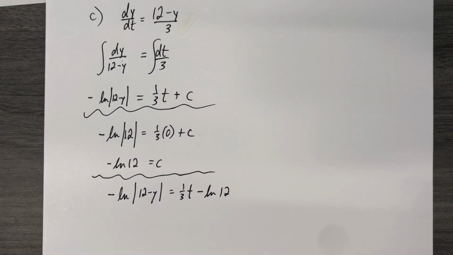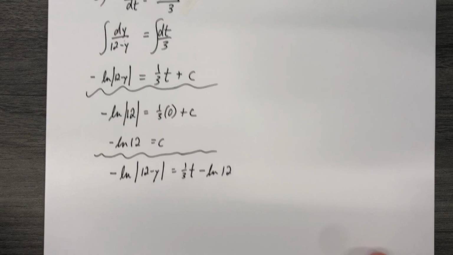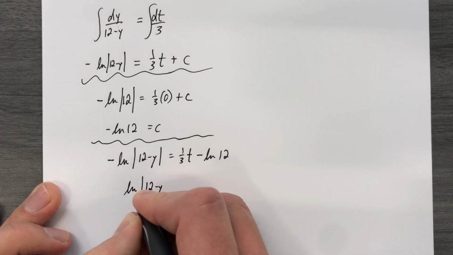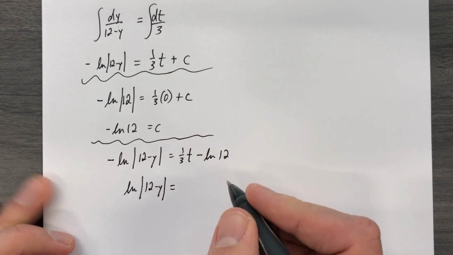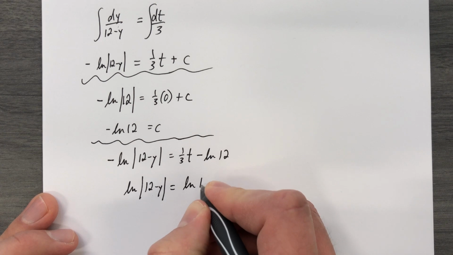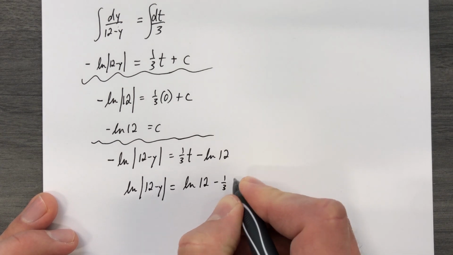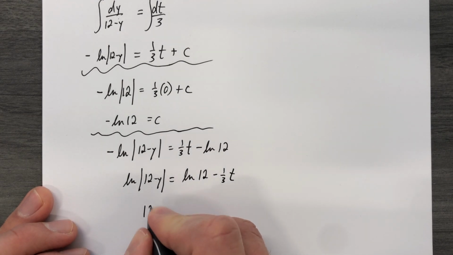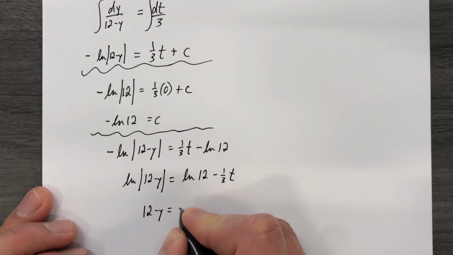And we're going to solve it for y, so I think we can just go through this step by step. Let's go natural log of 12 minus y equals, and we'll change some signs. You don't have to do what I'm about to do, but I'm going to change the signs and turn it around. So natural log of 12 minus 1/3 t, or t over 3, same thing. And we're going to e both sides, so 12 minus y, it drops the bars.